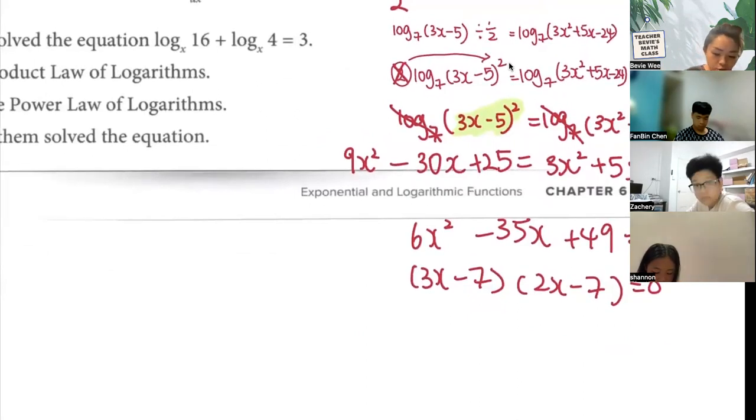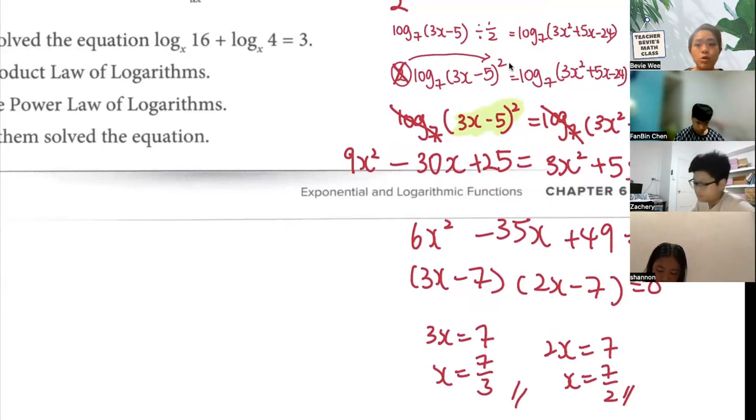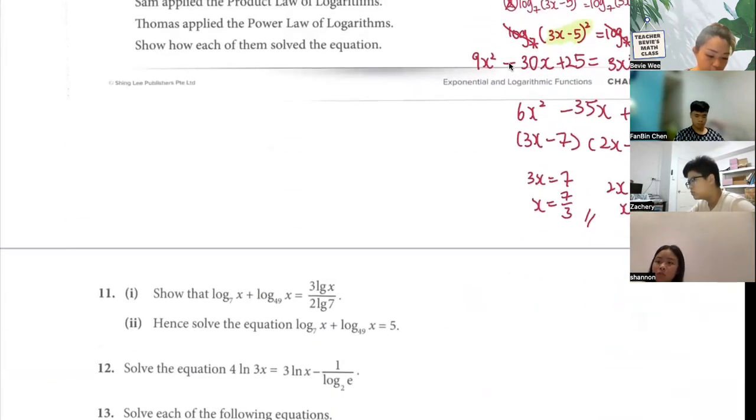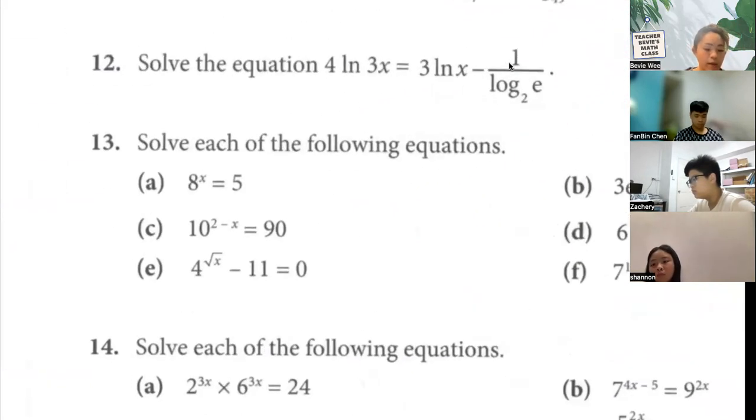Okay, then I get 3x equals 7, x equals 7 over 3, 2x equals 7, x equals 7 over 2. So in this case, I don't have to reject anything because both my values are positive numbers. So it's okay. All right, any questions or not? No? Okay, can we take a look at question 13a?